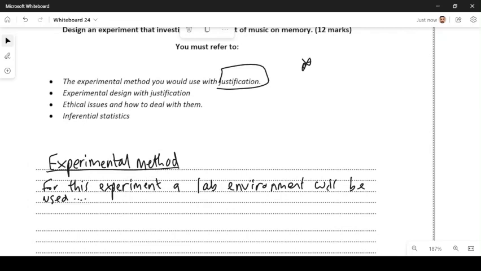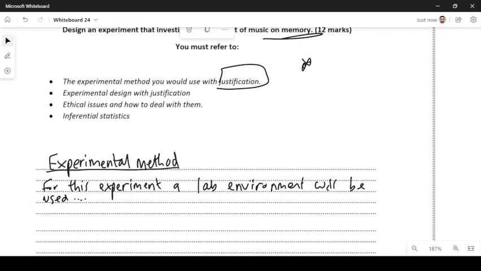the ease of replication. But now this has got to be linked to music and memory. So you could be saying something like, rather than just saying this could be repeated, this would check for consistency, you want to be saying, therefore, the experiment into music on memory could be easily repeated because of the control of such variables such as the music type, etc.